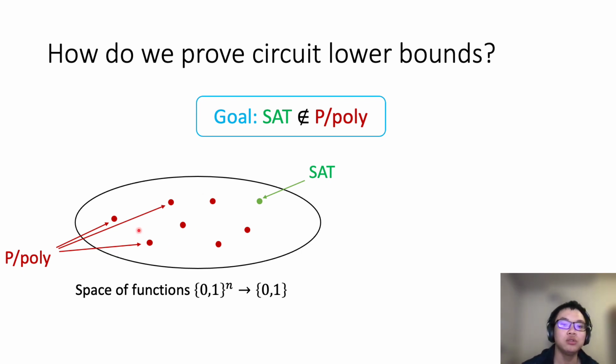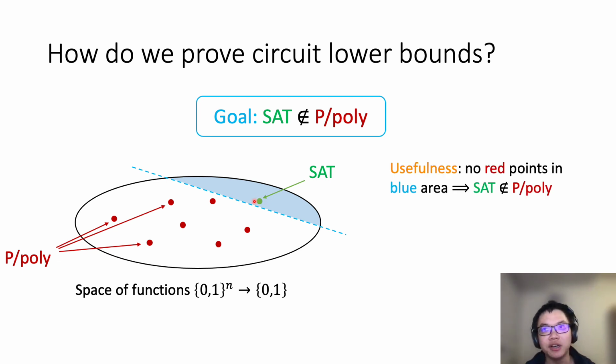So what do we do to prove the lower bound? One natural way to think of is we cut a line, such as the blue line here, that separates the green points from the red ones. If indeed the green point is in the blue area, and there's no red point in the blue area, then we can conclude Z is not contained in P/poly. But this is not over.